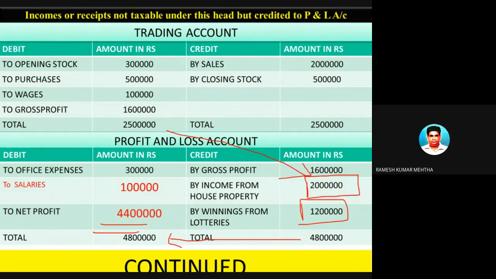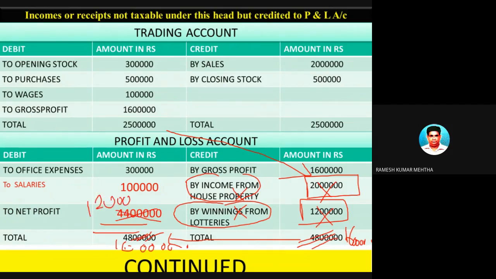So what is the mistake we have done? Income from house property and winnings from lotteries. Income from house property is not an income from business or profession, and income from lotteries also is not income or gains or profits from business or profession. So this has no place on the credit side of profit and loss account. So you have to remove this. If we remove this, what will happen? This will become 16 lakh rupees on the credit side of profit and loss account. So this is not 48 lakh, this will become 16 lakh rupees. So the net profit will become 12 lakh rupees.